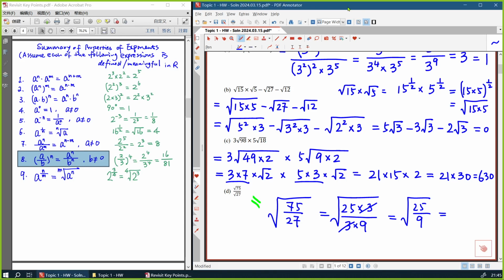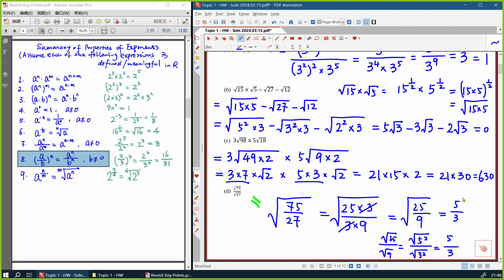Yes, 5 over 3 is correct. Because this basically is the square root of 25 over the square root of 9, right? The square root of 25 is the square root of 5 squared. The square root of 9 is the square root of 3 squared, right? Remember, when you have the square root of something squared, that equals this number, right? And the denominator is 3, so that'll give us 5 over 3.